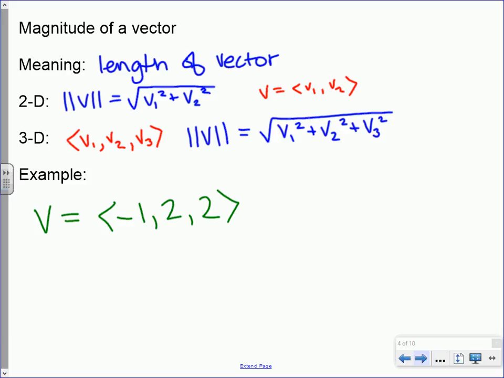I'm going to give you 60 seconds to write down what you think the work is for the magnitude and the answer, and then we'll compare.